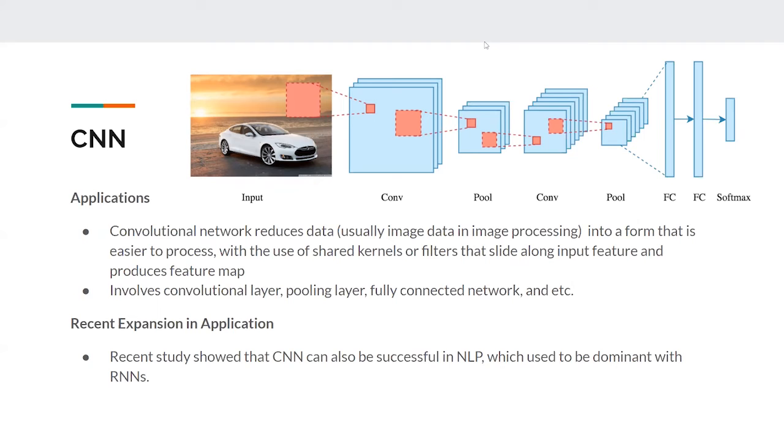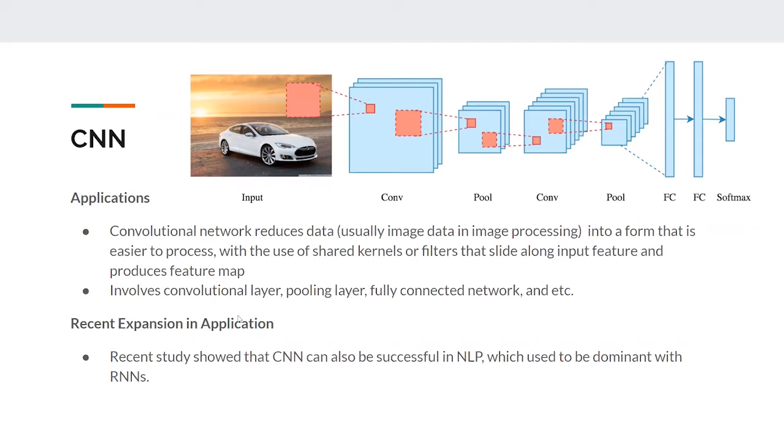The first architecture that we wanted to utilize is CNN, the convolutional neural network. Its usual application is on image processing, where a convolutional network reduces data into a form that is easier to process with the use of shared kernels or filters that slide along the input features and produce a feature map. It involves convolutional layers, pooling layers, fully connected networks, and so on.